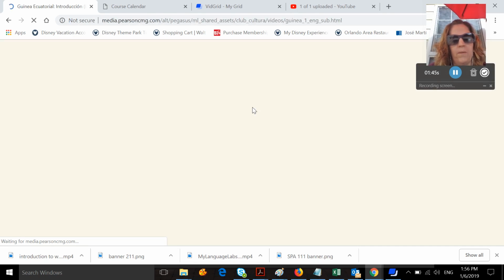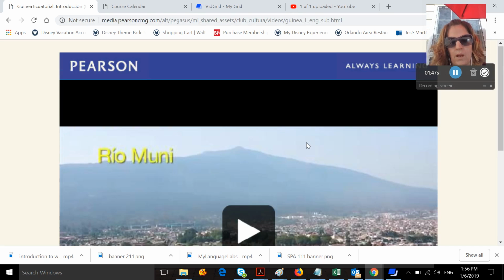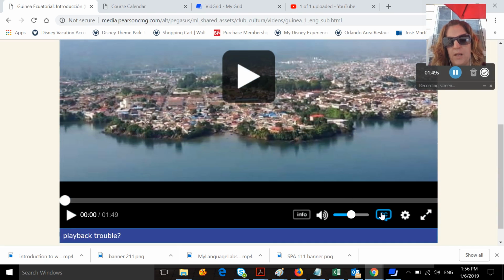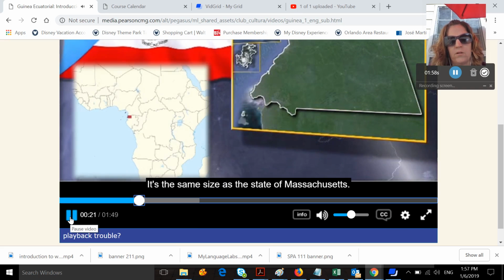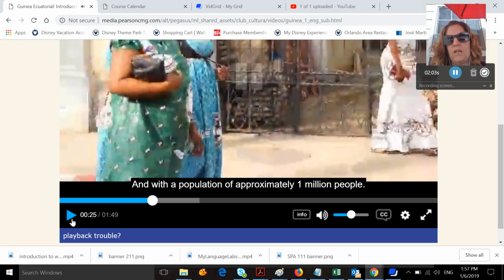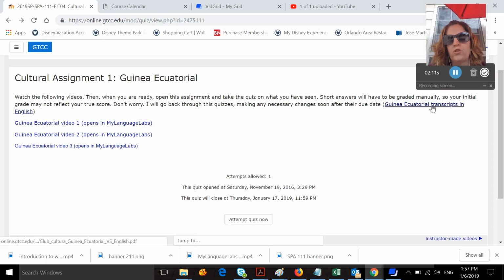So when you open them up, they are going to play in Spanish, but you can go over here and click on the closed captioning and turn on the English closed caption. So you can hear the narrator speaking Spanish, but you can see the captions in English, because I know you guys are in the beginning stages of Spanish. You could also pull up the transcripts and print those off and have them in front of you while you watch the videos as well.